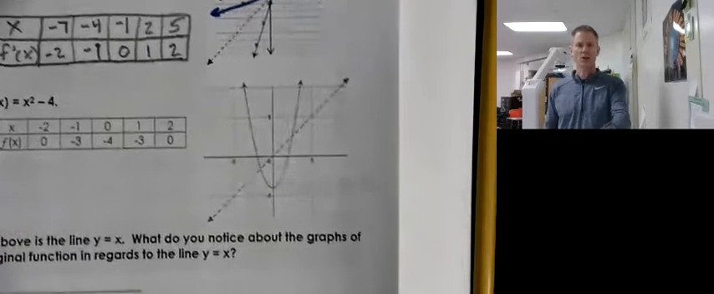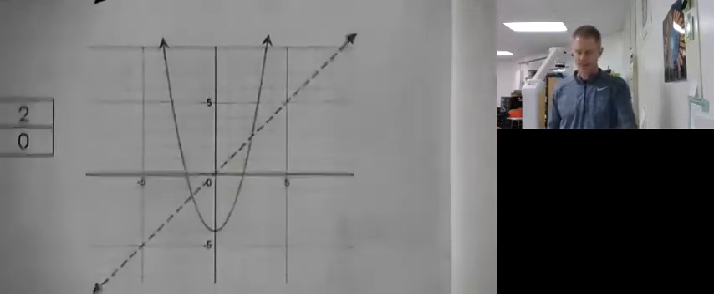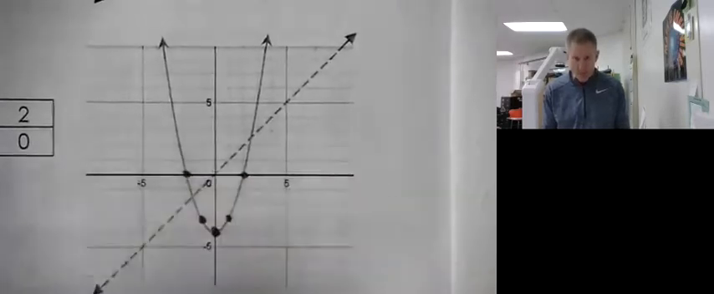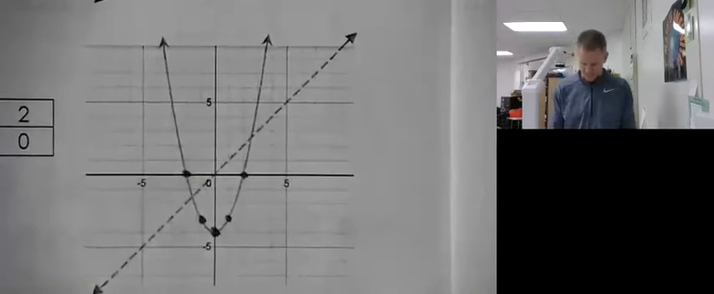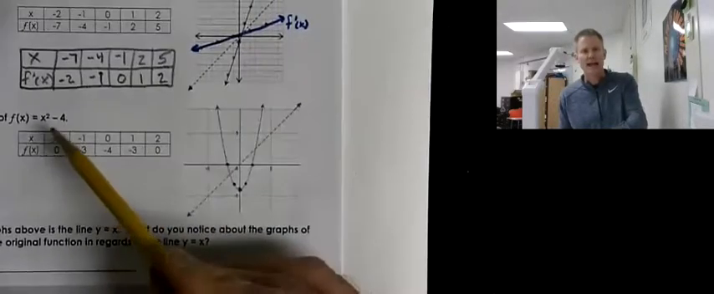Notice if we zoom in closely, this graph is touching at 0, -4, 1, -3, -1, -3, 2, 0, -2, 0. Now we know that the original equation is x squared.